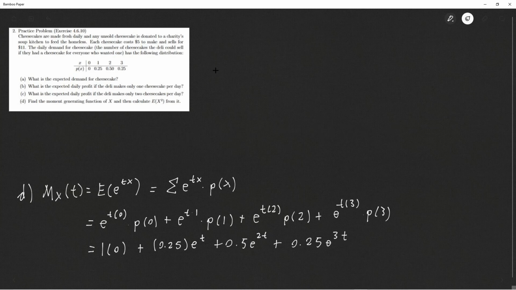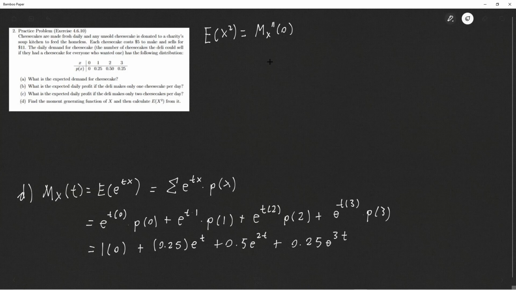And now we need to remember that our E of x squared is going to be equal to the moment generating function double prime at 0. Since if we want to just find our regular expected value, we could find our moment generating function, but it's going to be the moment generating function's prime at 0.